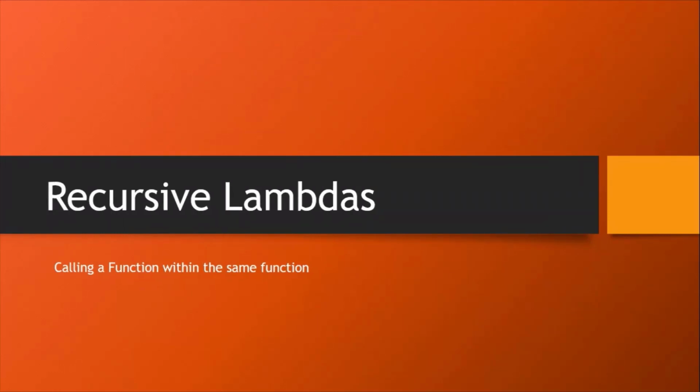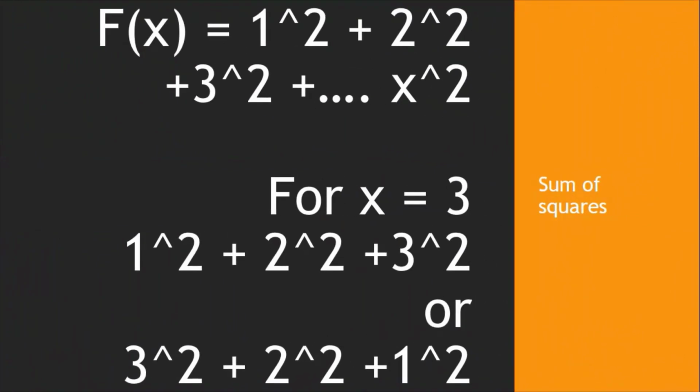Let's take an example. I want to calculate the sum of squares of n terms. What this means is 1 square plus 2 square plus 3 square up to x square. So when I put a value of x, it will give me 1 square plus 2 square plus 3 square. If x is equal to 3, what I would like to know is 1 square plus 2 square plus 3 square, or we can write it in reverse also, 3 square plus 2 square plus 1 square.